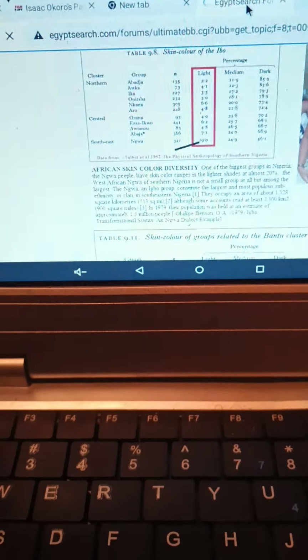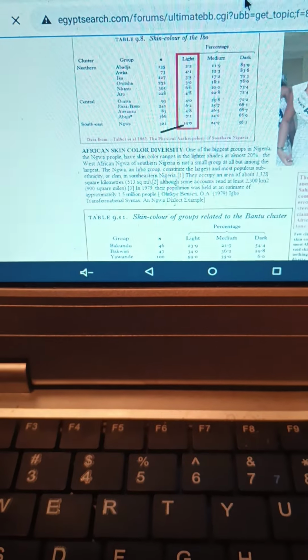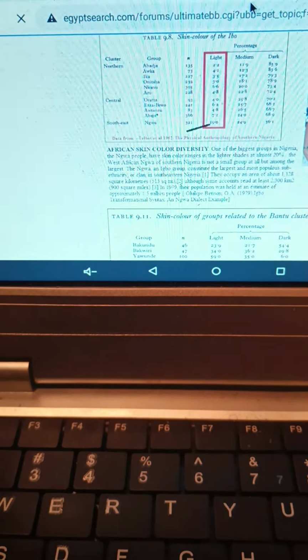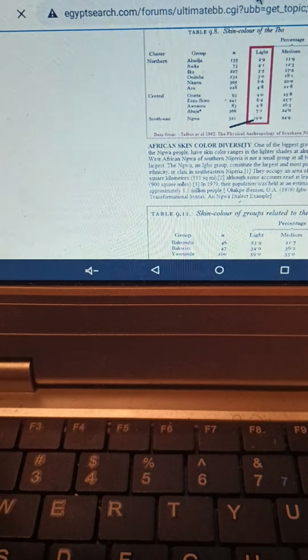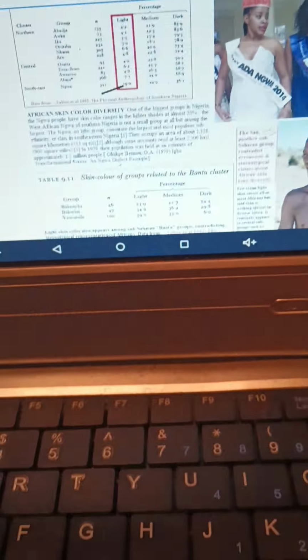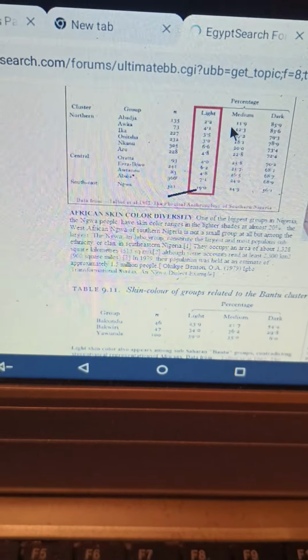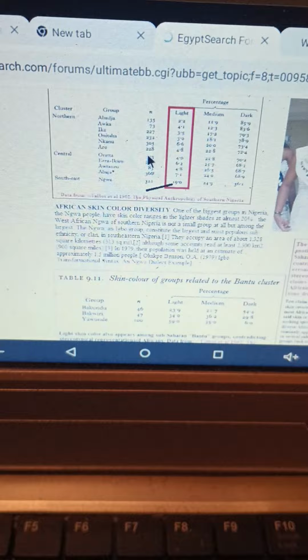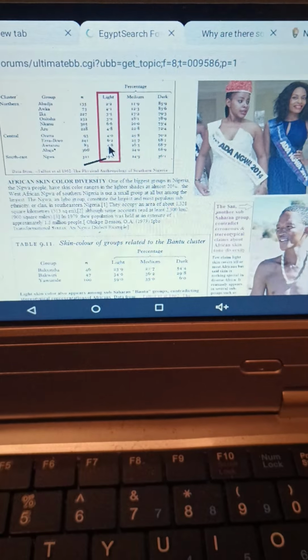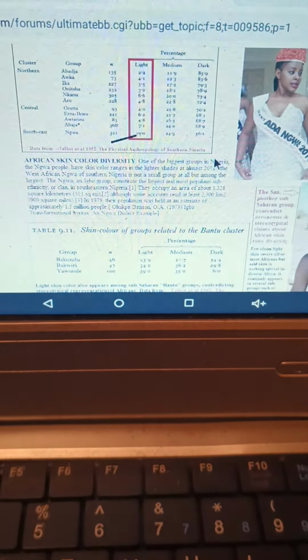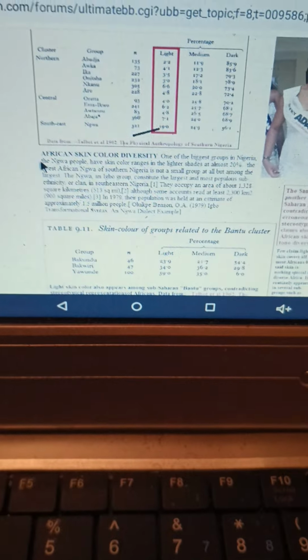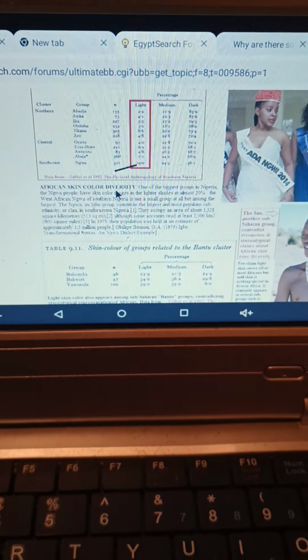So this is from Egypt Search, although some might say this is a pseudo-Hotep site. The information right now does not relate to their Hotepery. Okay, so it's showing here, and it may be difficult to read, basically it's showing skin color diversity of Igbo people. It says African skin color diversity.